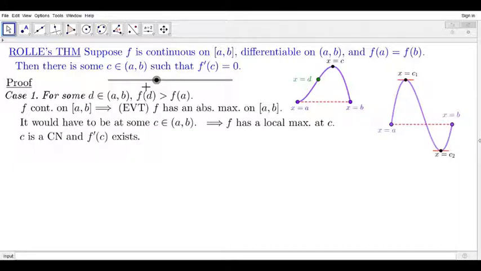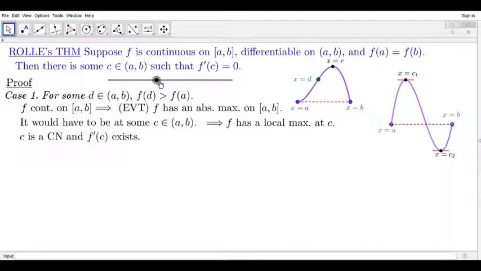So if f has a local maximum at C, then C is a critical number. It's either type 1 or type 2. And that's where we then get to use the second condition of Rolle's theorem, that the function is differentiable at every number strictly between a and b. C is such a number, and therefore f prime of C exists.